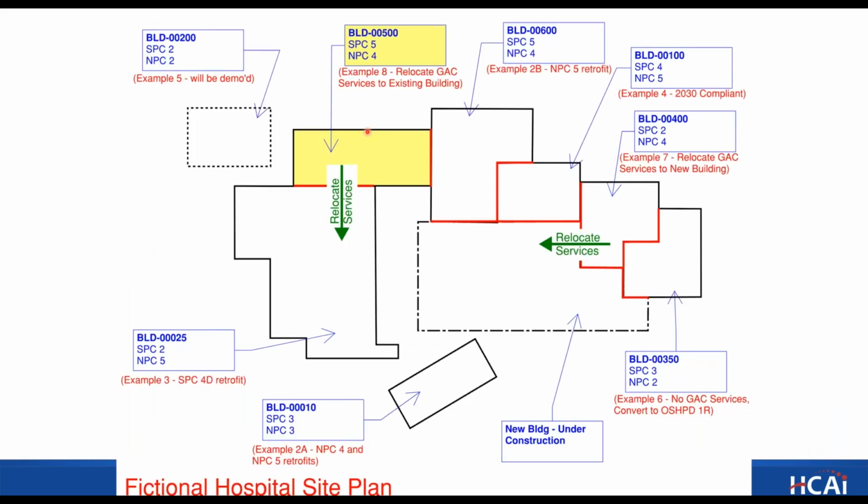And example number 8, very similar, except instead of moving the services to a new building, we'll be moving services to an existing building, an already compliant building or a building that has a path to compliance. So in this example, this is an SPC 5, NPC 4, but the rating is not particularly relevant, so don't get hung up on that. The thing that's relevant is if you have a building with GAC services that you are no longer going to be using as a GAC services OSHPD 1 building after 2030, and you want to move those services to an existing building, then this is the set of milestones that we recommend you use.